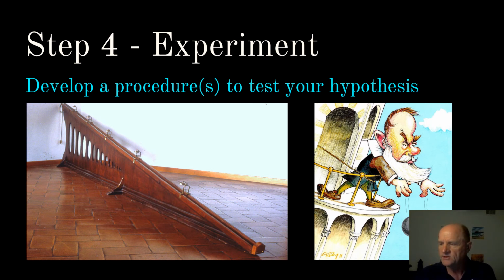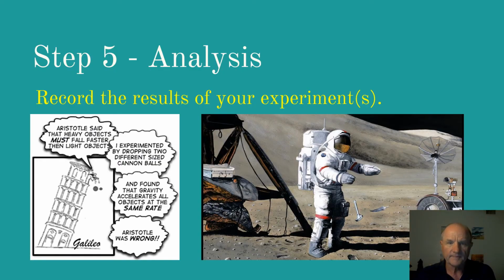Okay, so he set up multiple experiments, and there were more than this. You can look them up if you'd like. There were multiple experiments that Galileo did to try and prove that the geocentric theory was wrong. And then step 5, his analysis. After his experiments, he recorded the results, and his hypothesis was proven: that the Earth was not the center of the universe.